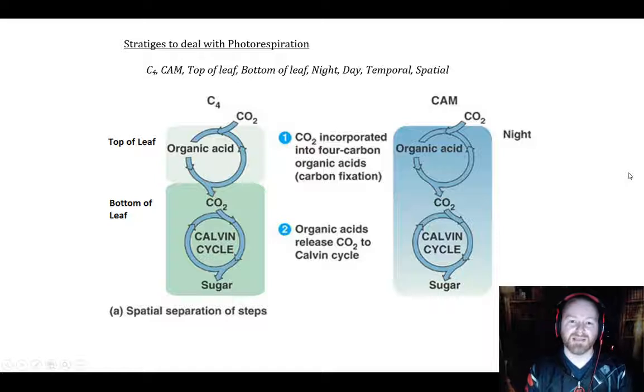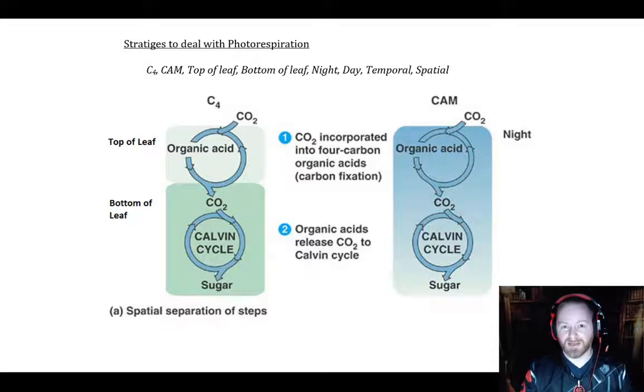Turns out CAM plants open up their stomas at night. That's when they take in CO2. Well, if you think about it, during that process, it's saving it as organic acid. Is the Calvin cycle running at nighttime? Well, think about what the Calvin cycle needs. It needs that ATP and the NADPH, which it got from the light-dependent reaction. Well, the light-dependent reaction isn't going at night, right?